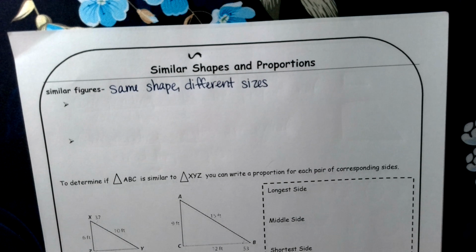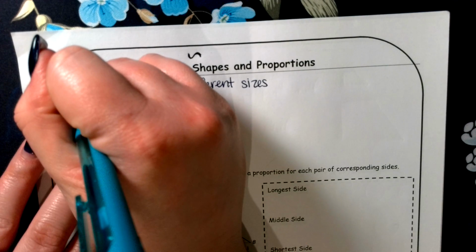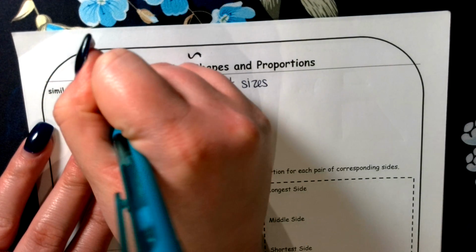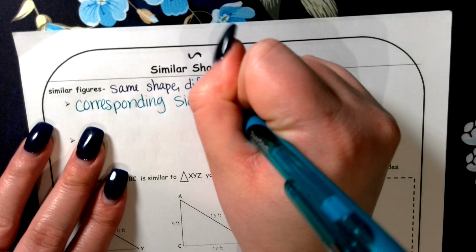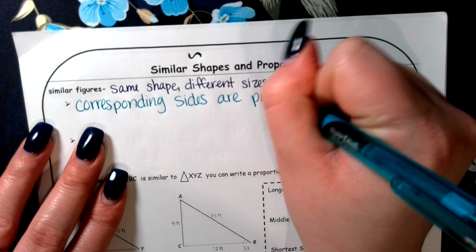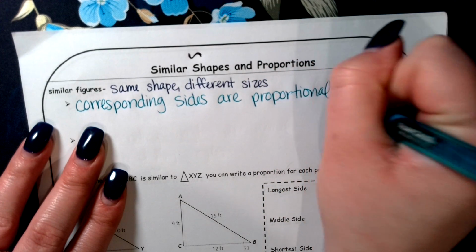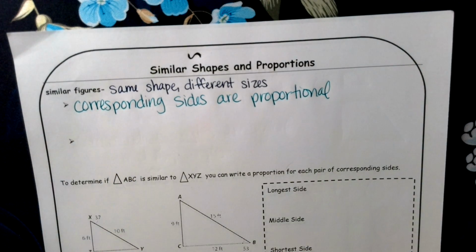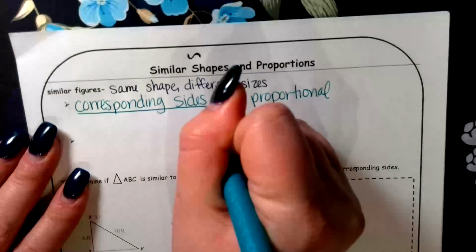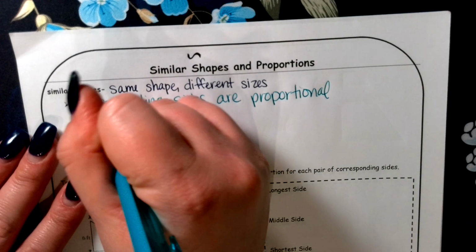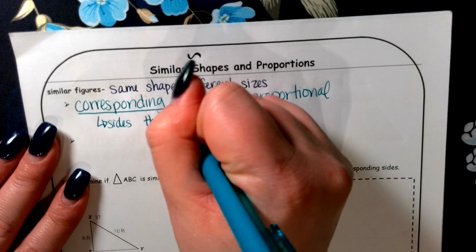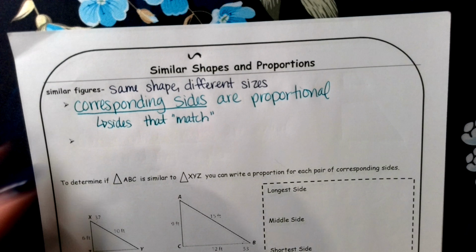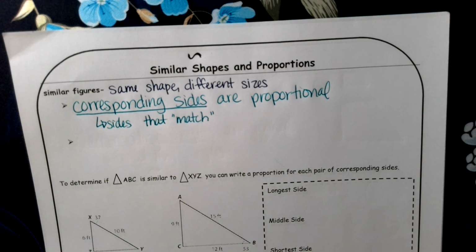Remember the two things that you need to know about similar shapes is that their corresponding sides are proportional. Corresponding sides are proportional. Remember, corresponding sides, those are the sides that match. Corresponding sides are the sides that match.